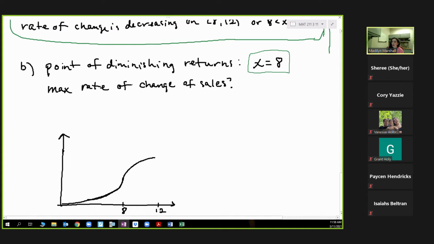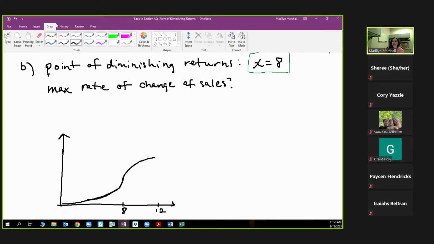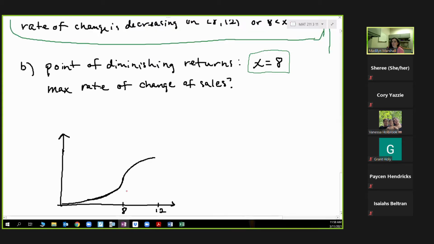So the maximum rate of change of sales is going to be the maximum slope. Since this is our sales graph and the rate of change is the slope, this will be the maximum slope, or in other words, where the slope is the steepest. Since we're only going to 12, is that where it stops? Yes, it stops at 12 since the problem said 0 to 12.